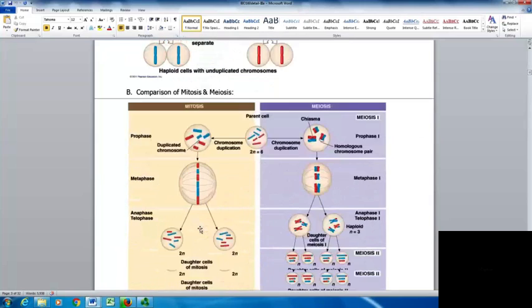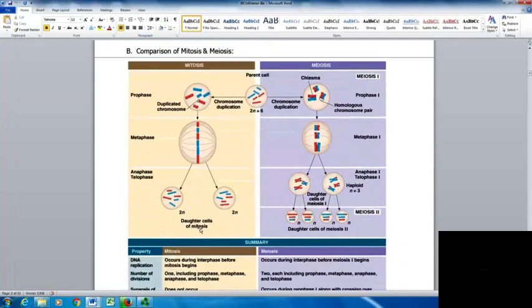So when we compare what happens in meiosis and mitosis, if we look at the DNA replication, in both of these, this is going to occur during interphase before meiosis or mitosis begins. Mitosis will undergo one division, and it will include prophase, metaphase, anaphase, and telophase. In meiosis, you undergo two divisions. Each division will have a prophase, metaphase, anaphase, and telophase. They would be known as prophase 1, metaphase 1, anaphase 1, and telophase 1, and then prophase 2, metaphase 2, anaphase 2, and telophase 2.